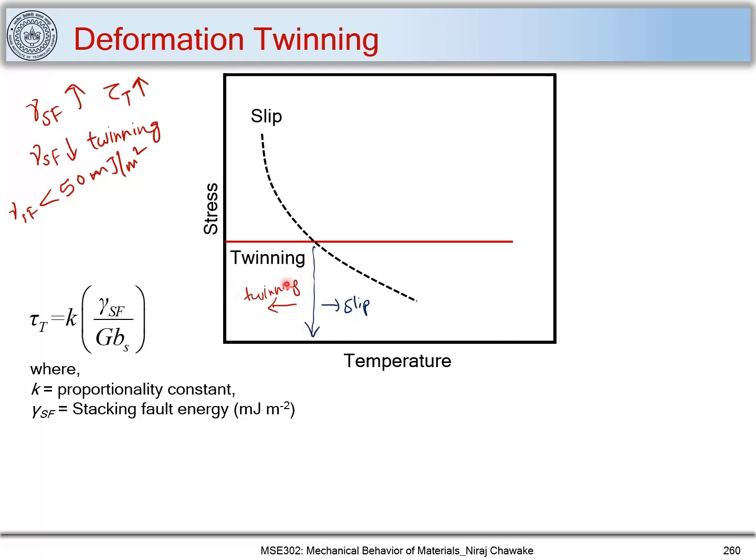Below this temperature, the stress required for twinning is smaller, so twinning will be preferred over slip. Below this temperature there will not be slip; the material will deform by twinning. Now slip happens at a particular strain rate, let's say epsilon 1 dot, and you know that the slip stress increases with an increase in the strain rate. So here epsilon 2 dot is higher than epsilon 1 dot. This strain rate is higher than this strain rate.